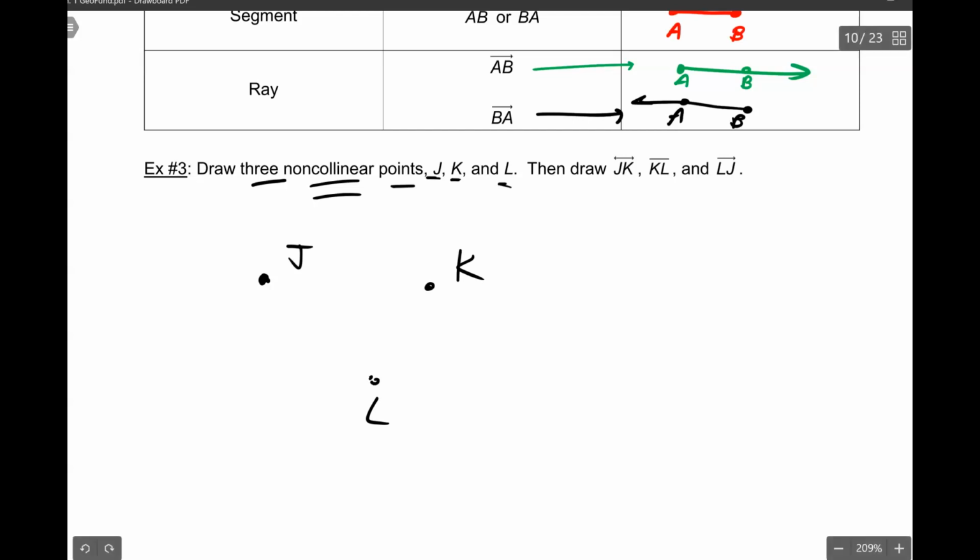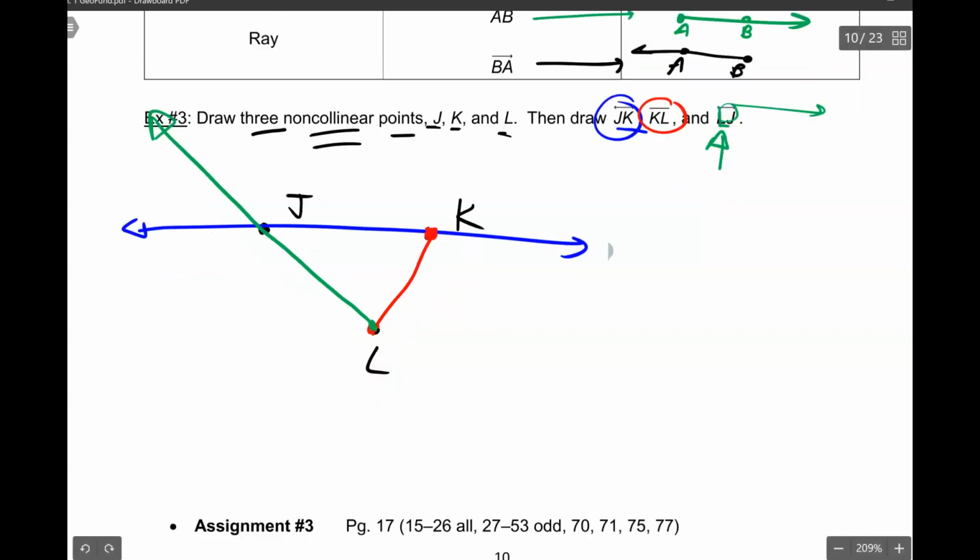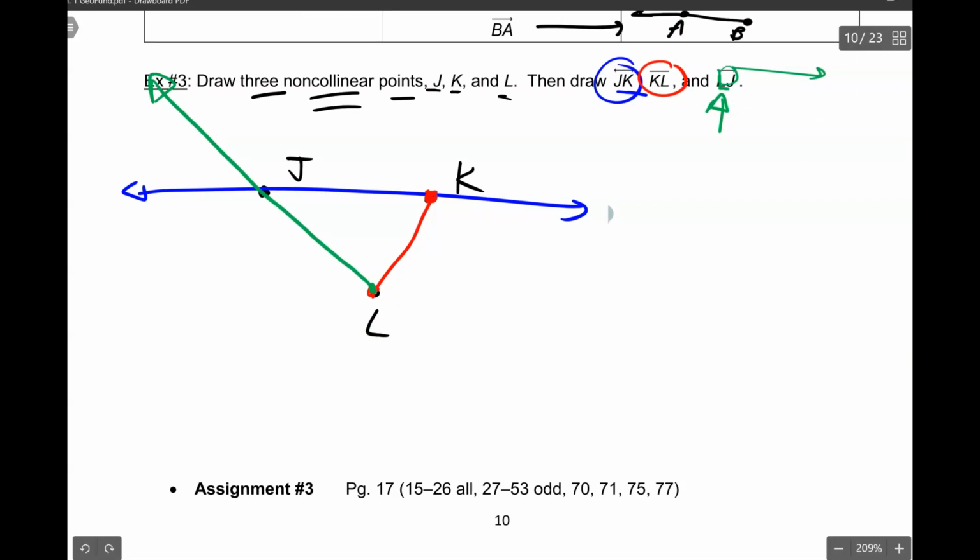Okay, so I want line JK. So I want to go through J and K and have it be a straight line. There you go. There is line JK. Then I want segment KL. So I'm going to start at K, go to L, done. And then last, I want a ray. Do you remember what a ray is? It's going to start at L and go through J and then go on forever. It's like a sun ray. Whichever letter is first is where it stops, is where the endpoint is. And then the arrow goes through J and goes forever. So that is the end of assignment 3. Let me know if you have questions.